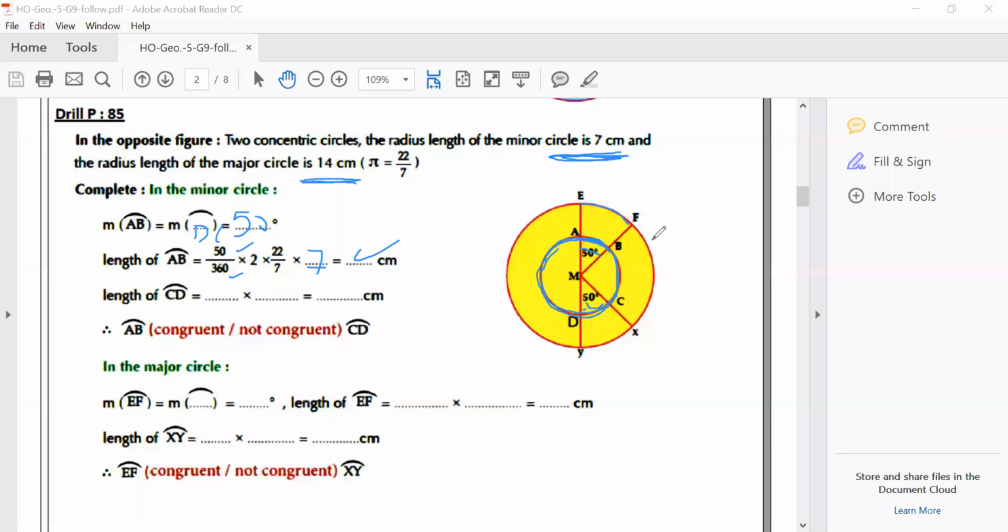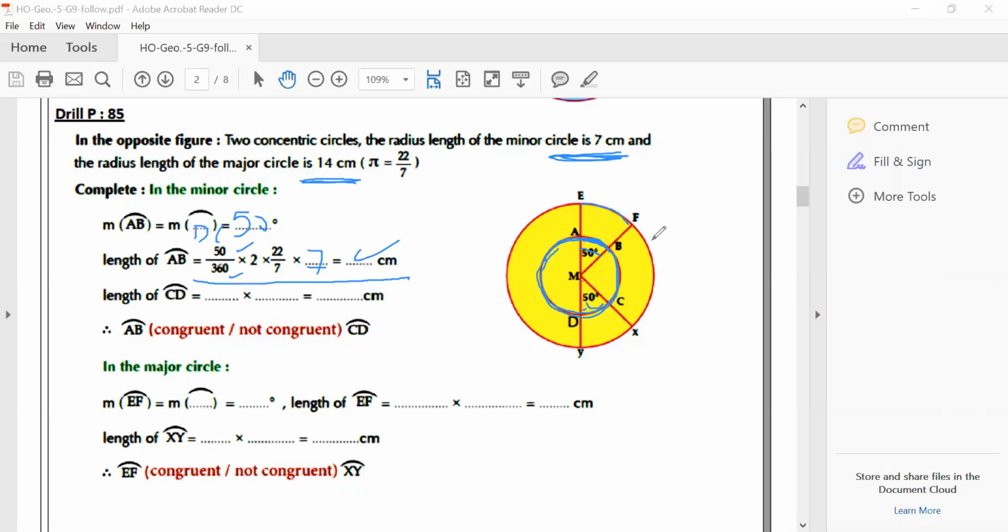Okay, Jana. So it will be 50 over 360 times 2, and then times 22 over 7 times what? 2 by r. You said 2 by, what is the radius? Radius 7. So it will be exactly like the length of AB: 50 over 360 times 2 times 22 over 7 times 7, which is the radius.